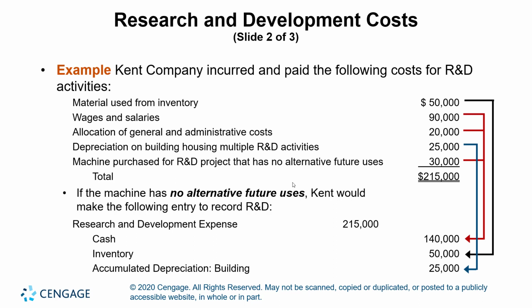If the machine has no alternative future uses, it would record the following entry to R&D. So research and development, 215. Cash, 140. Inventory, they would reduce by 50. And then accumulated depreciation for the building would be a credit.